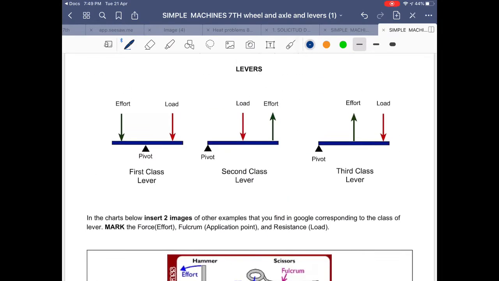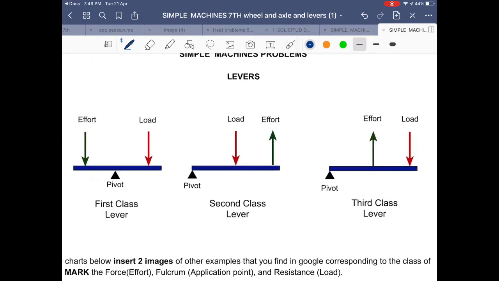Okay, let's start talking about levers. Remember, in another video, I said before that there were 3 different classes or types of levers. Type 1, type 2, and type 3. Or class 1, class 2, and class 3. Now let's start with this one.